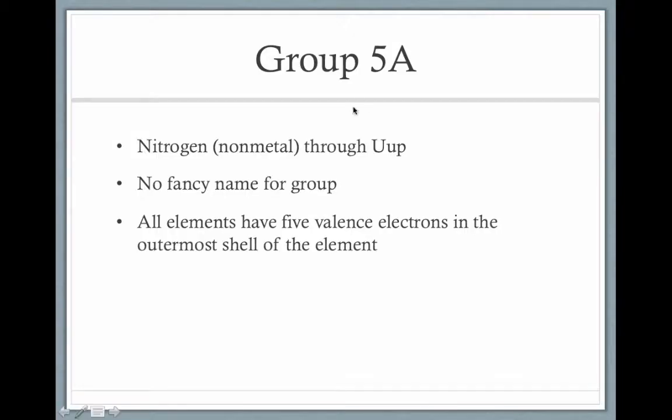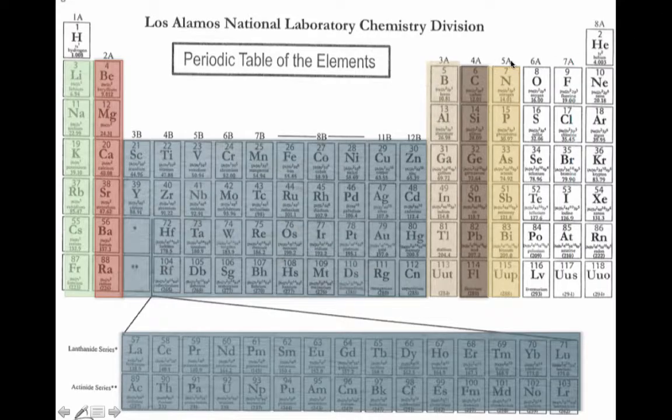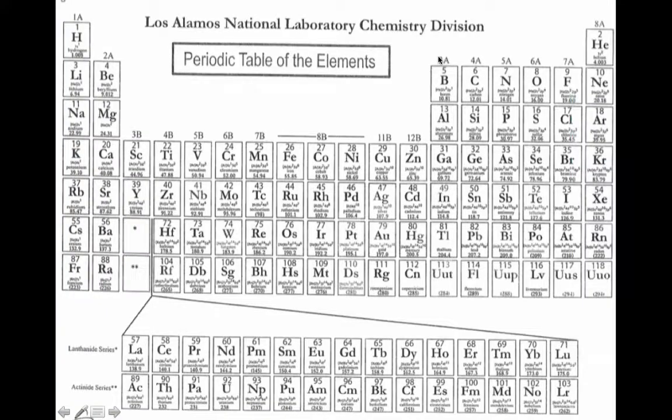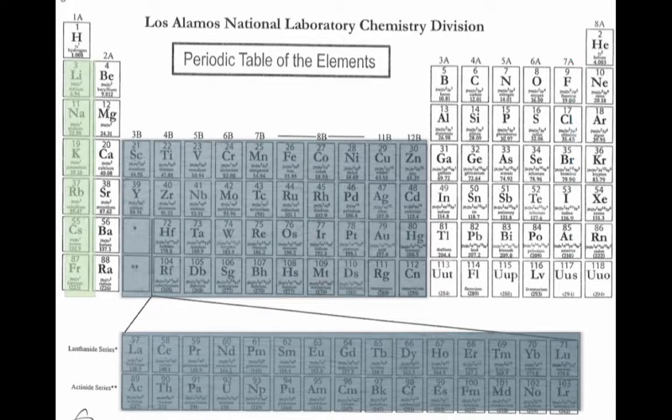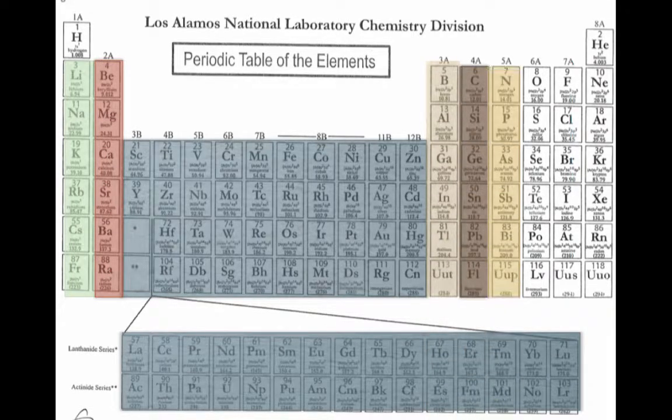Nitrogen through UUP. Again, a lot of these don't have names yet because they're yet to be fully identified. All elements in this group have 5 valence electrons, again, because they are in group 5A, so they will have 5 valence electrons, just like 4A has 4, 3A has 3. Okay. So we have transition metals, alkaline earth metals, 3A, 4A, 5A, and then 6A.